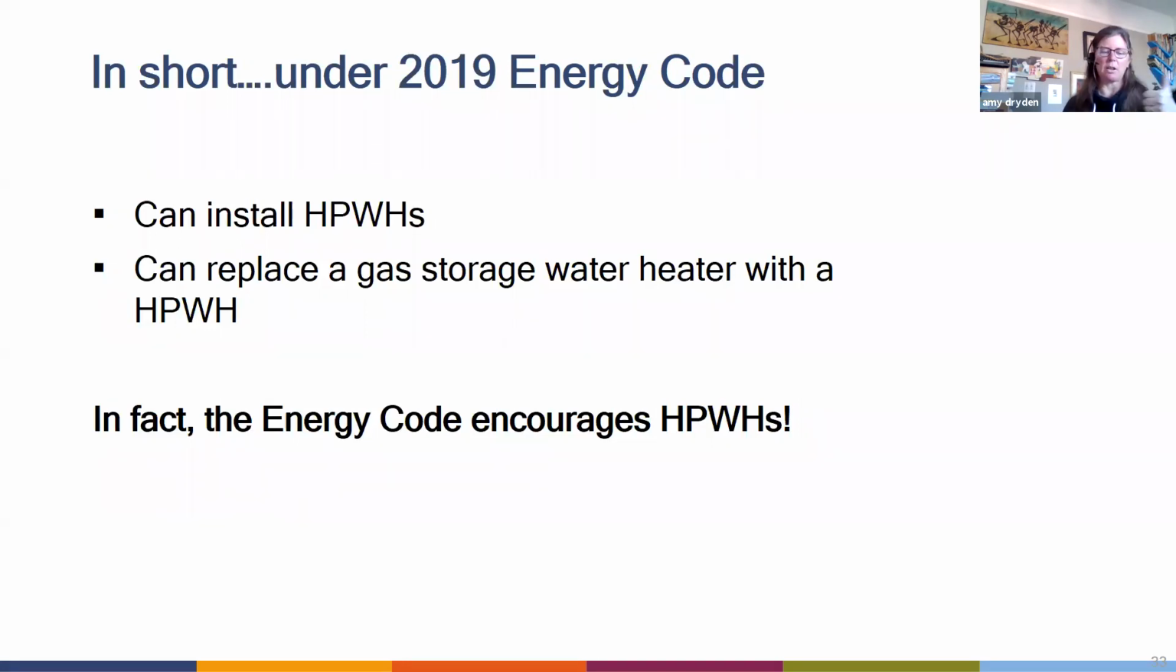The code is encouraging it a couple ways. One, we actually have an all-electric baseline now for new construction, which is different from 2016. So it allows all-electric buildings to more easily comply with the minimum energy budget allowable. The second, I'll mention in a moment, is that we also have a pre-wiring requirement if you're not installing a heat pump water heater. So this is your short summary of how 2019 treats heat pump water heaters: two bullet points, one statement.